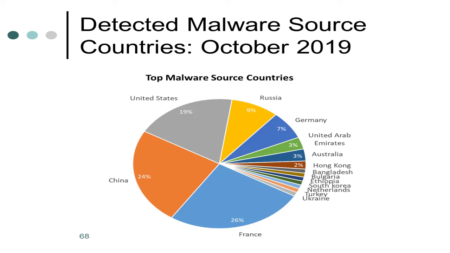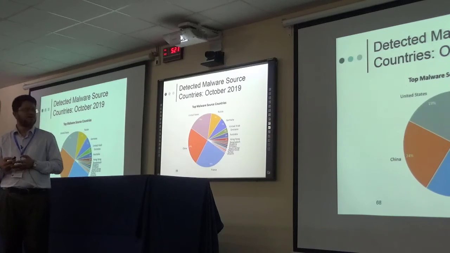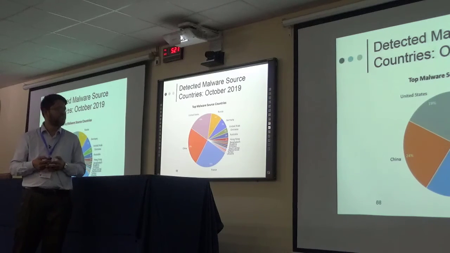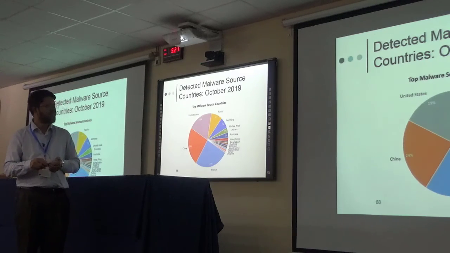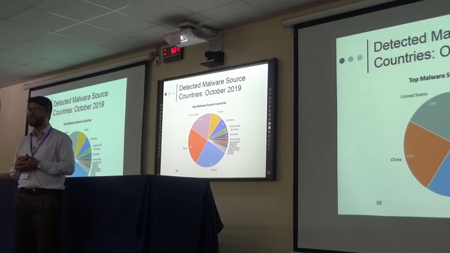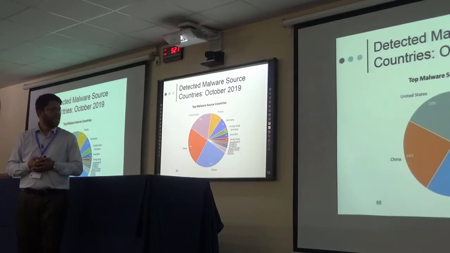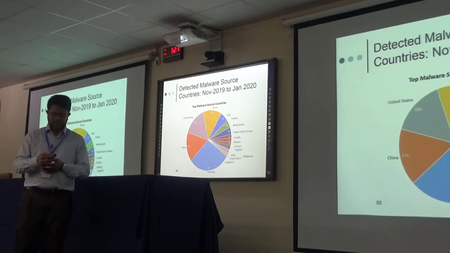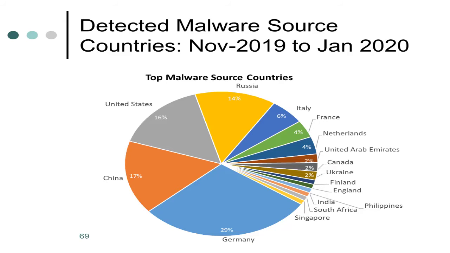These four are actually where most of the attacks originated. There are some attacks from other countries as well, but most of the attacks come from these four countries. After October, we saw a little bit of a change. China, the US, and Russia are still in the list, but we see new attacks from Germany, and France goes down the list.